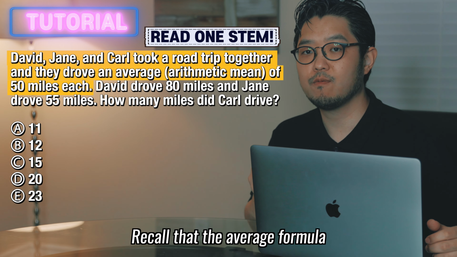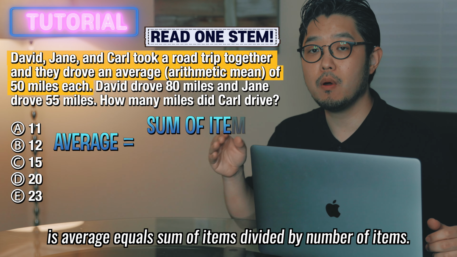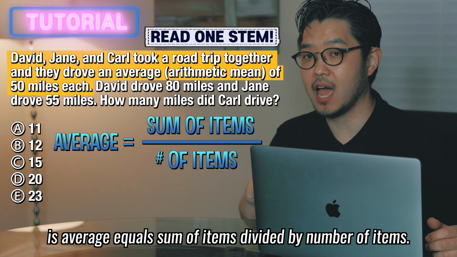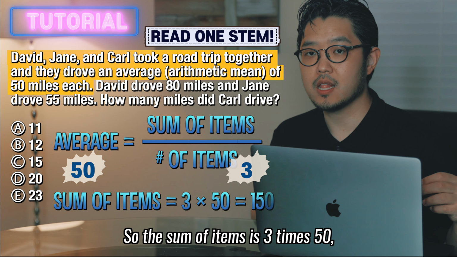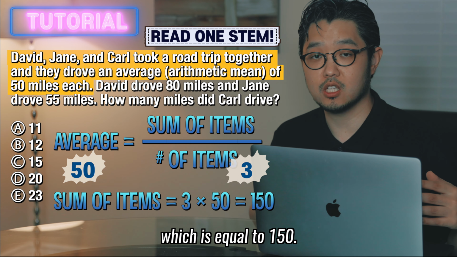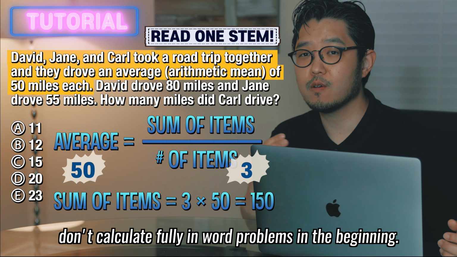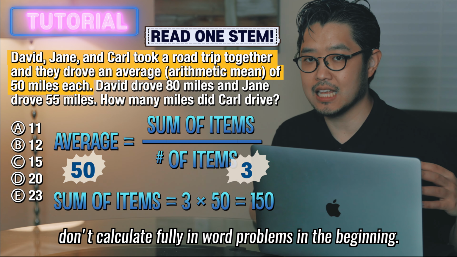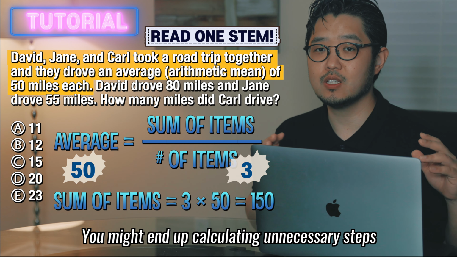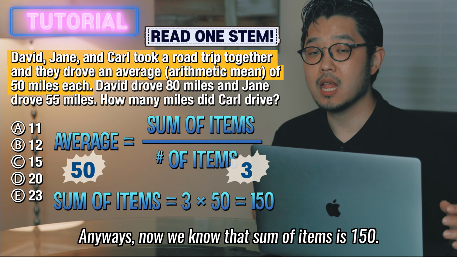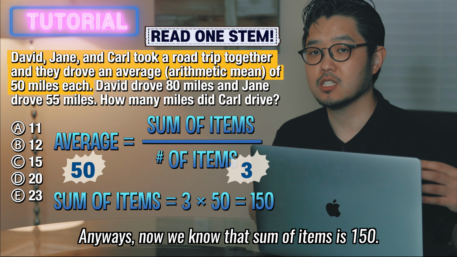Recall that the average formula is average equals sum of items divided by number of items. We know that the average is 50 miles and we know the number of items is 3 people. So the sum of items is 3 times 50, which is equal to 150. But in a more difficult GMAT question, don't calculate fully in word problems in the beginning. You might end up calculating unnecessary steps if you misread the question. Anyways, now we know that the sum of items is 150.